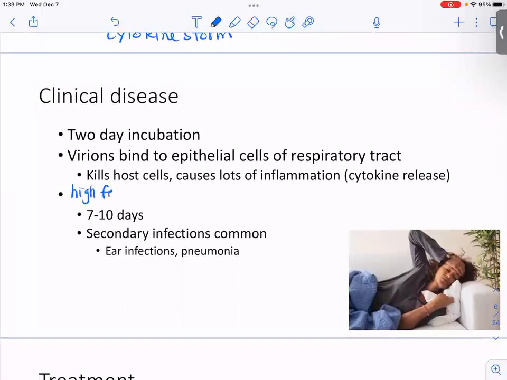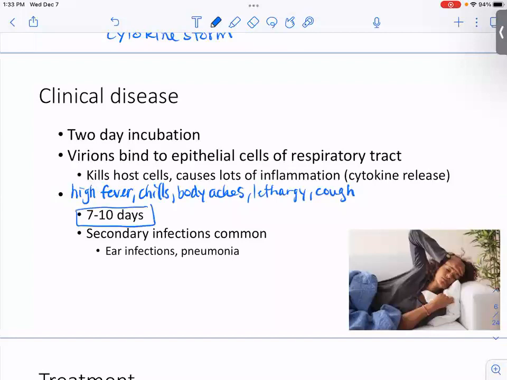High fever, chills, body aches, bad body aches. Well, that's a different story. I'll tell that later. Lethargy and cough. Again, vomiting sometimes with kids, but not usually with adults. An ordeal, 7 to 10 days. Kind of goes on and on and on. And again, secondary infections like ear infections, pneumonia, particularly dangerous for elderly people and really young children.